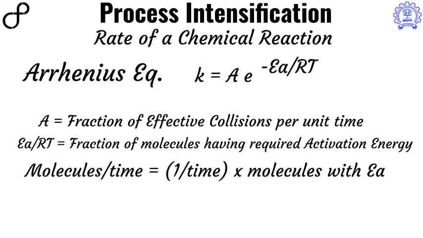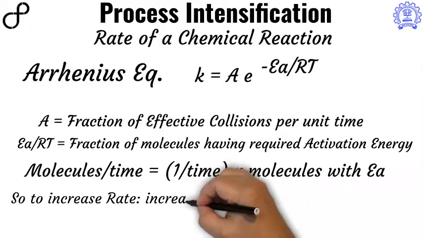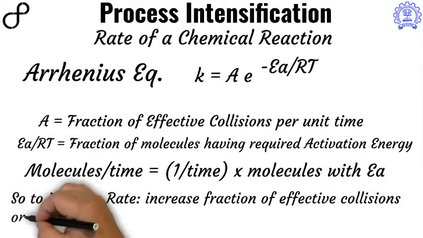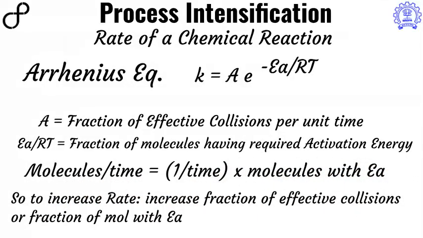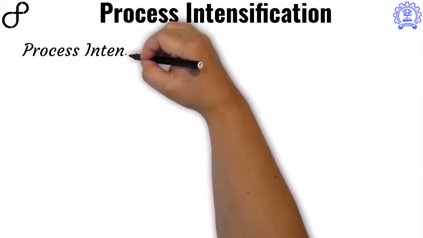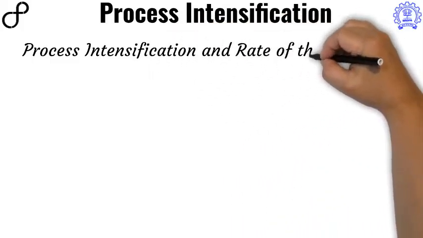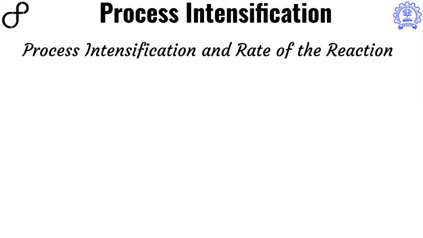Based on Arrhenius equation, if one has to increase the rate of the reaction, one has to either increase the number of effective collisions or the fraction of molecules having required activation energy, or both. Now, we know what needs to be improved. We will learn how to go about improving these parameters. At this stage, we have learned what is the process intensification, and what is rate of a reaction, and how the two are related. We also know how to increase the rate of the reaction.